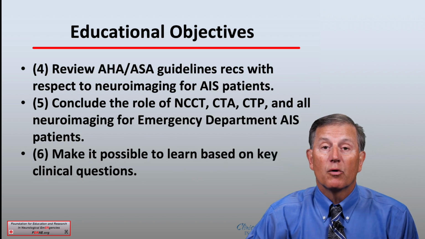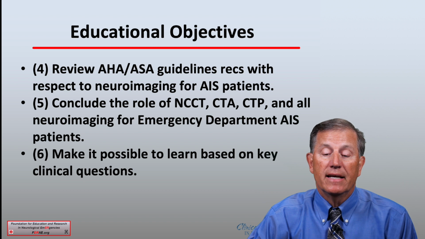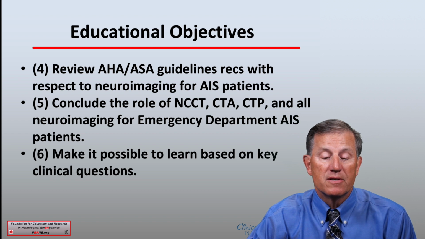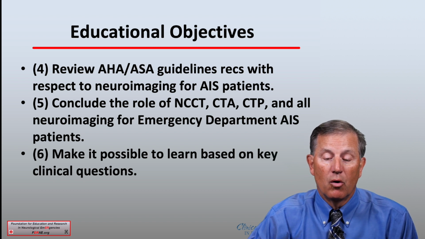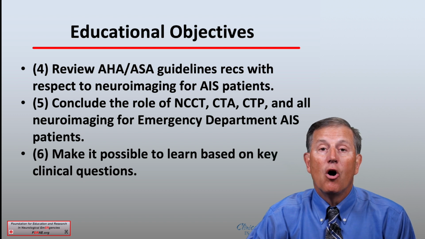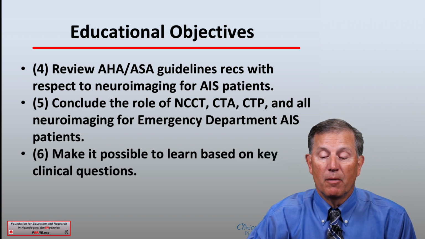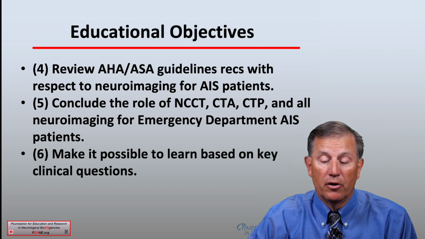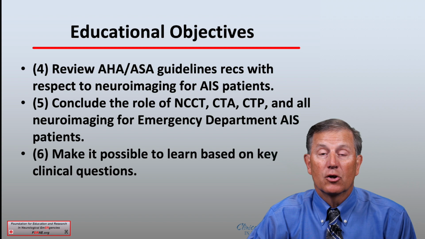We'd also like to review the AHA-ASA guideline and recommendations made with respect to neuroimaging for acute ischemic stroke patients. We will conclude with the role of NCCT, CTA, CTP, and all neuroimaging for emergency department stroke patients. And we'd like to make it possible to learn based on key clinical questions.